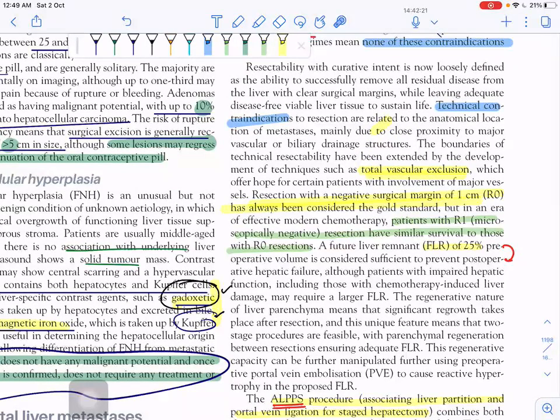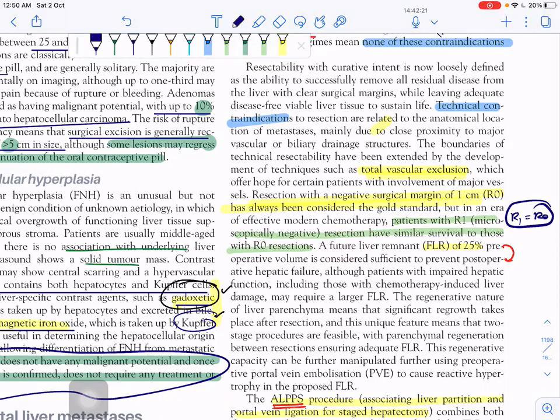Resection with a negative surgical margin of 1 centimeter, R0, has always been considered the gold standard. But in the modern chemotherapy era, patients with R1, microscopically positive resection, have similar survival to those with R0 resection. Very, very important. So in the recent modern era, R1 is equal to R0, they are telling, even in the setting of modern chemotherapy.